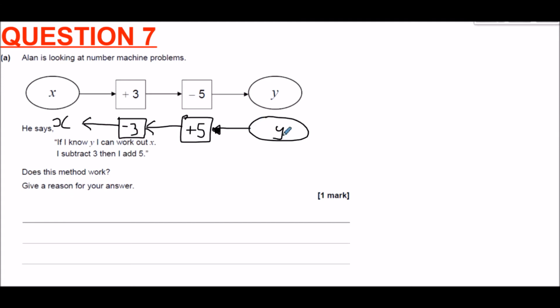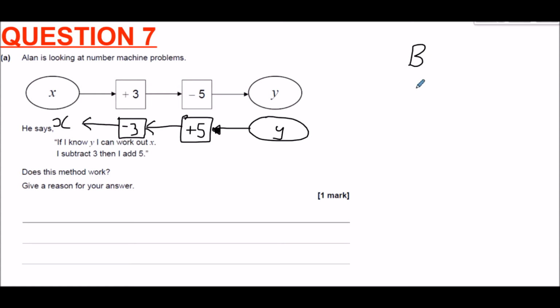Well, according to what I'm saying here, he should add 5 and then take away 3. He's saying take away 3, then add 5. And so it all hinges on, does the order of subtraction and addition matter?